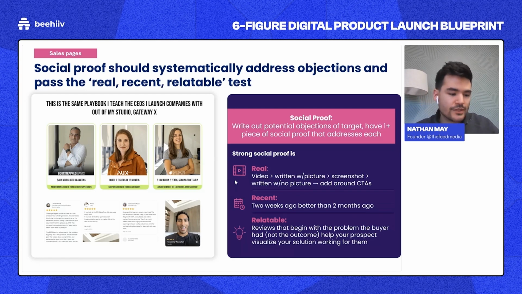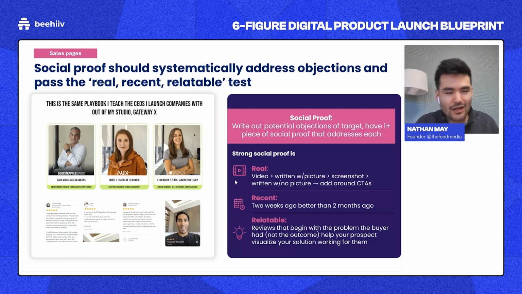And then finally, relatable. This is an interesting one that we only learned more recently. Often reviews that begin with the problem that the buyer or prospect had, not the outcome, more efficiently help your prospect visualize the solution working for them. So, for example, it is better to say, hey, I felt like all of my customers were coming from referrals, and I didn't really feel like I had control over how I'm acquiring customers. And then go into how you generated an extra X dollars per month using this new system, rather than starting with generating X dollars per month, because that tells about an outcome.